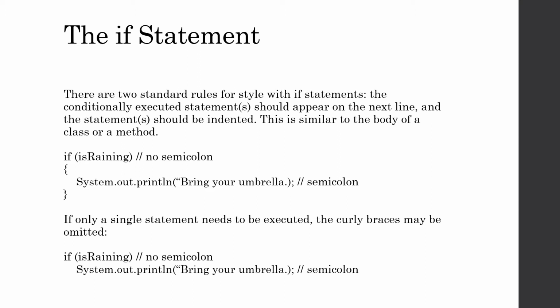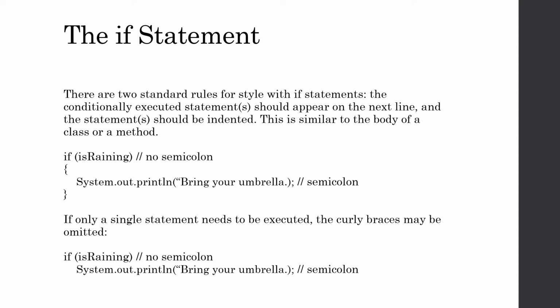Essentially every time that we've had a pair of curly braces, everything inside of those curly braces is indented or tabbed over once. Another thing to take note of in this example is that your if statement, so that if is raining, is not going to have a semicolon on that line. Instead, you're only going to be putting the semicolons on the statements that you have inside of the block for your if statement.